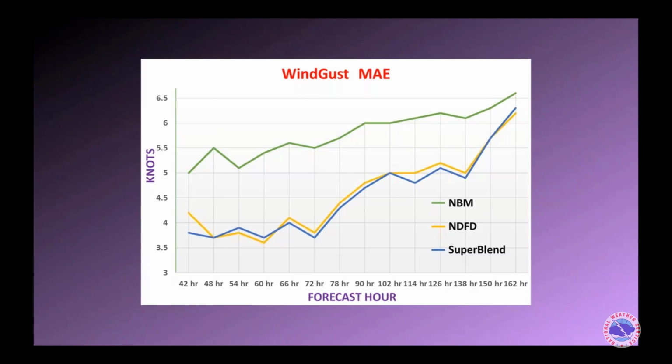It even looks like the forecasters are using the super blend a lot for the wind gusts. But the verification shows they're almost 1 to 2 knots better, which is fairly significant in the bulk verification study, over the NBM. So wind gusts is definitely something we're doing right.